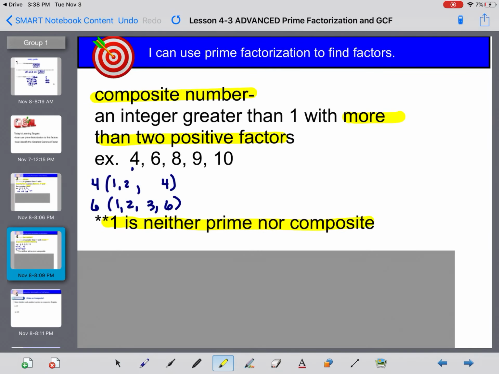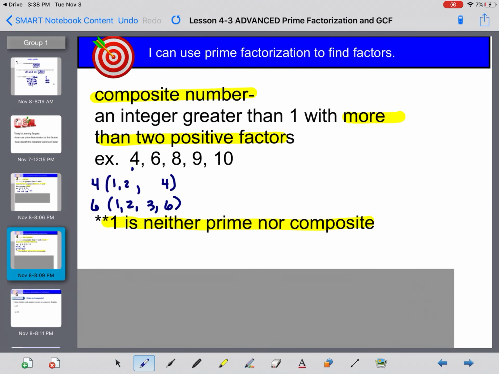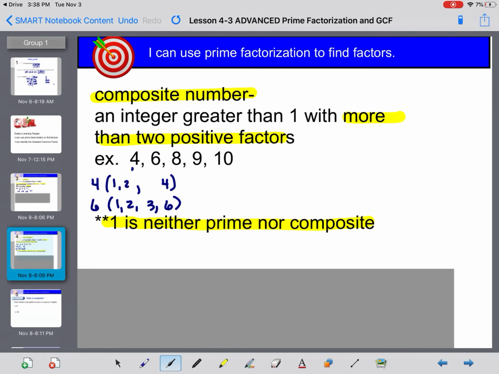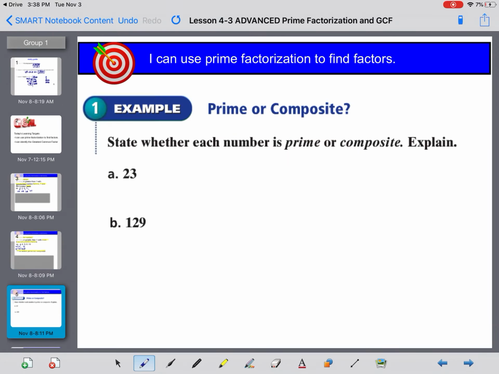The number 1 is neither prime nor composite. By definition, a prime number has 2 factors. See this? A prime number has exactly 2 factors, 1 and itself. So 1 does not have 2 factors. 1 only has 1 factor. So it's neither prime nor composite. All right, enough for the definitions.